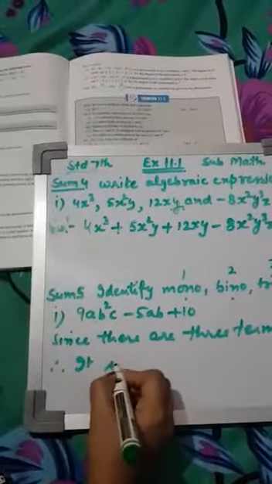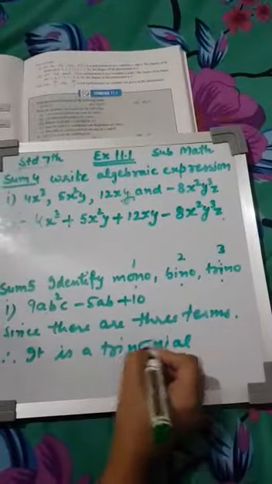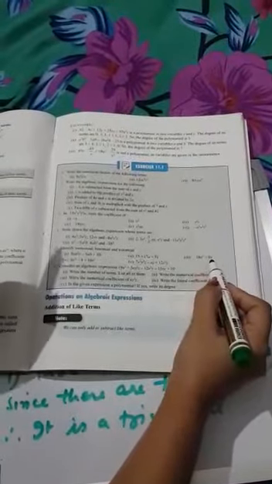therefore it is a trinomial. Similarly, when there are two terms, you can say that it is a binomial. When there is one term, like the third part, 18x cube divided by 6x, students, what you will do is divide it first, convert it into a single term: 18x cube divided by 6x, and then you will get only 3x square. It is a single term, so you can say that it is a monomial.